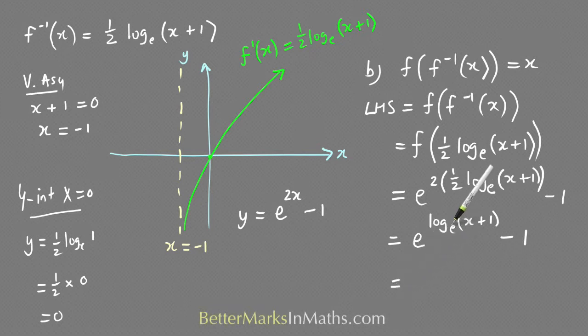And then when you're raising e to some power, and that power is log to the base e of something, then all of that just becomes this something. If there was a 2 here, you would have to put that 2 in here, and that would become x plus 1 squared, and then all of that would be what the whole thing would become. But you've got to make sure that the number here is a 1 to do this. So this just becomes x plus 1 minus 1, and that equals x. So that equals the right hand side.